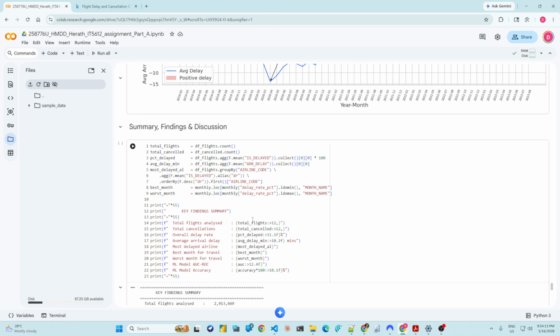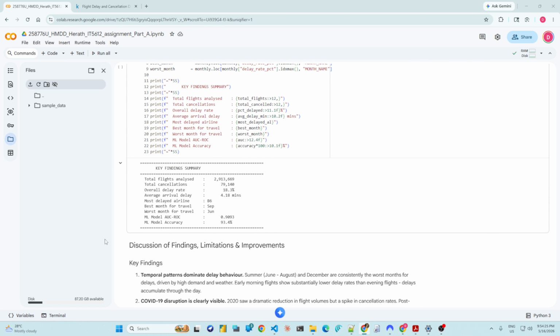And these are the key findings. So to wrap up, I highlighted the key findings from the analysis. Temporal patterns dominate flight delays. Summer and December are consistently the worst periods, and delays compound throughout the day. And the COVID-19 impact in 2020 is clearly visible in both volume and cancellation data. Also carrier and late aircraft delays account for the majority of delay minutes, pointing to systematic operational issues.